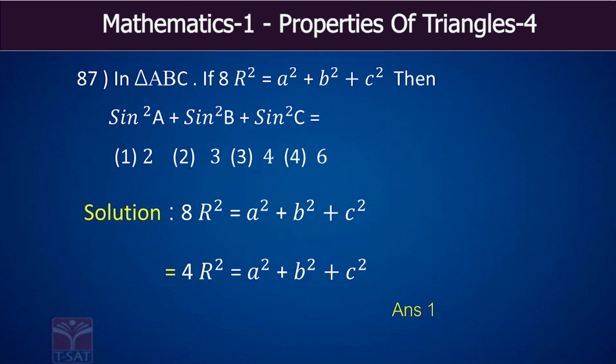Now 8R square is equal to a square plus b square plus c square, which is 4 capital R square into sin square A plus sin square B plus sin square C. If you simplify it, you will get sin square A plus sin square B plus sin square C is equal to 2. Option number 1.